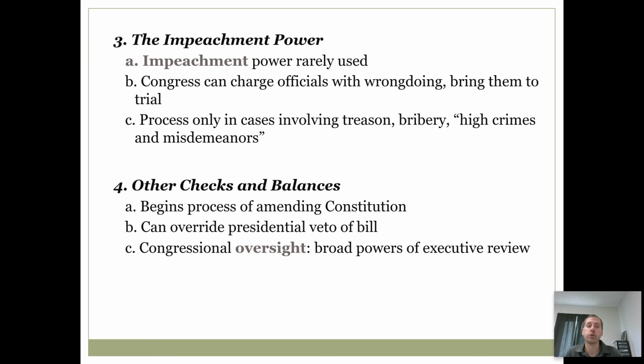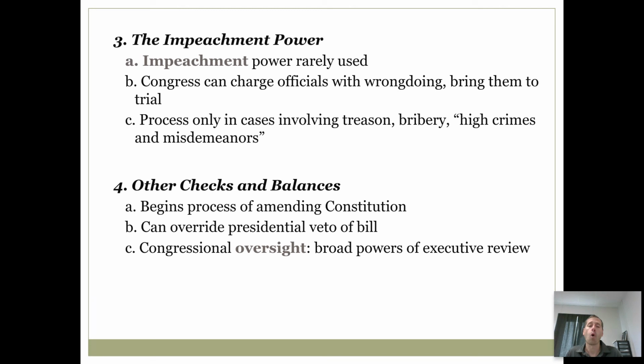Congress has the power to start amending the Constitution. They can propose constitutional amendments and then send them to the states. If Congress passes a bill and the president vetoes it, they can override his veto with a two-thirds vote.